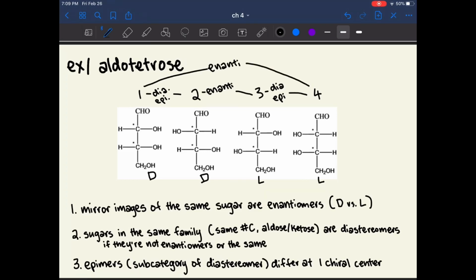2 and 4 are not mirror images, and 2 and 4 differ at exactly 1 chiral carbon, this carbon here, and so 2 and 4 are epimers, as well as diastereomers. And this relationship is also true for 1 and 3. Although every single diastereomer we've seen in this example is also an epimer, this is not true in general. When you get to longer sugars, it's possible to differ at 2 chiral centers and be diastereomers but not epimers.